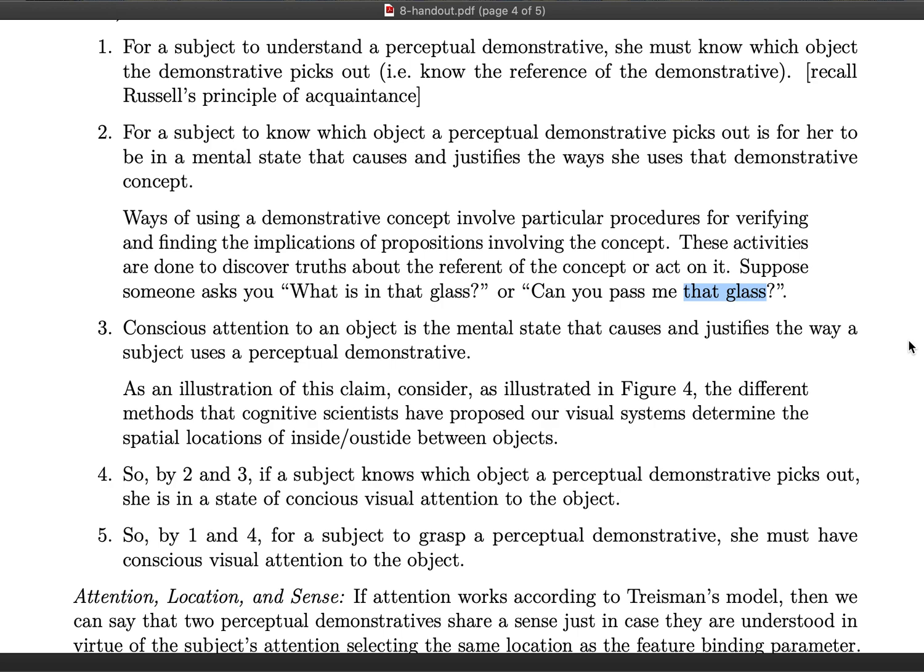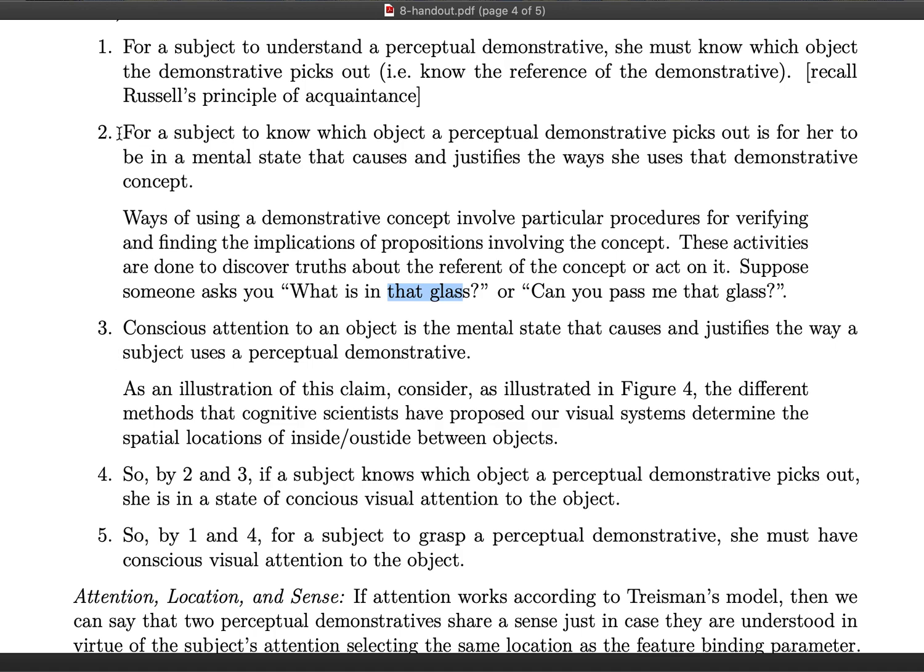Okay, so this idea of how we discover truths or act on things is caused and justified by our attention to them when we're thinking about demonstratives. This leads into the third premise, which is that conscious attention to an object just is that mental state that causes and justifies the way the subject uses the demonstrative. Okay?